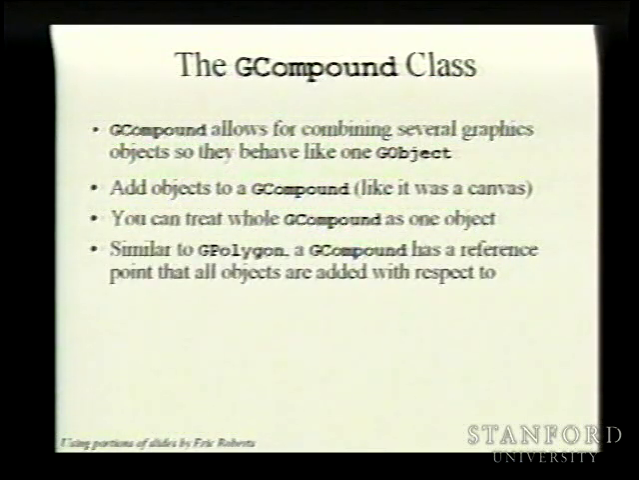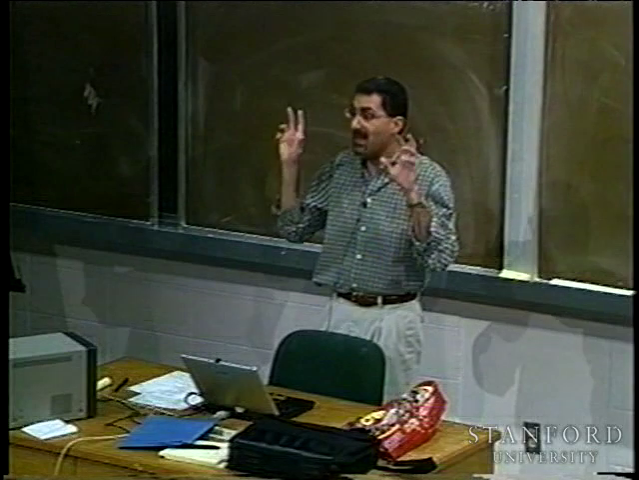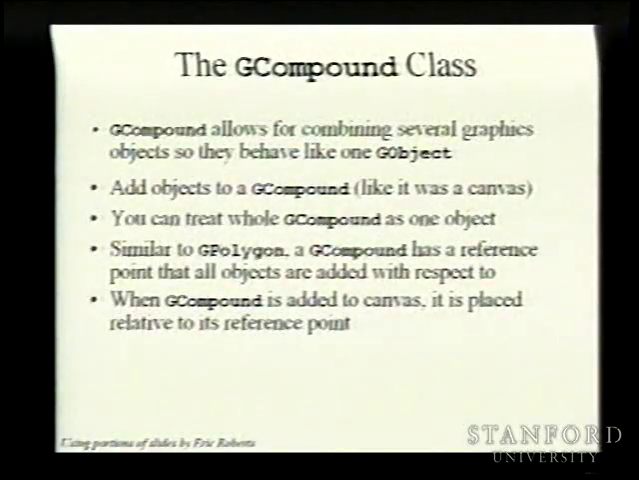So similar to a G-polygon, a G-compound also has a reference point. When you add objects to the G-compound, you add all the objects relative to some imaginary reference point that the G-compound has. Okay? And finally, how do you display this thing? When you add things to a G-compound, they're not displaying on the screen.